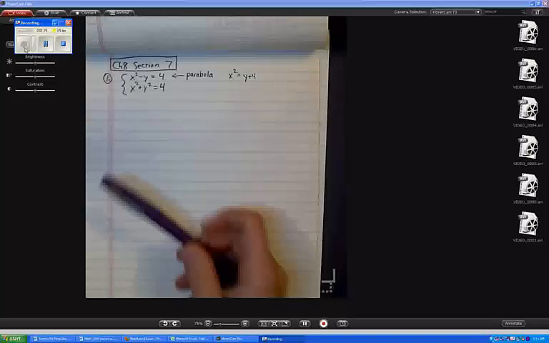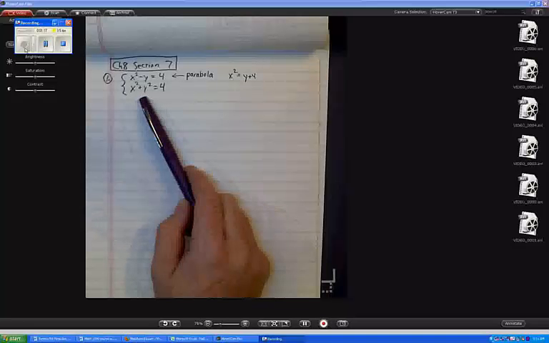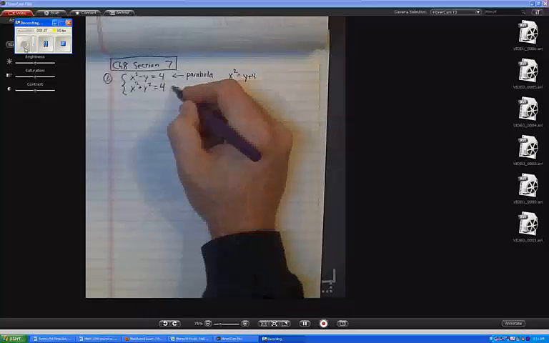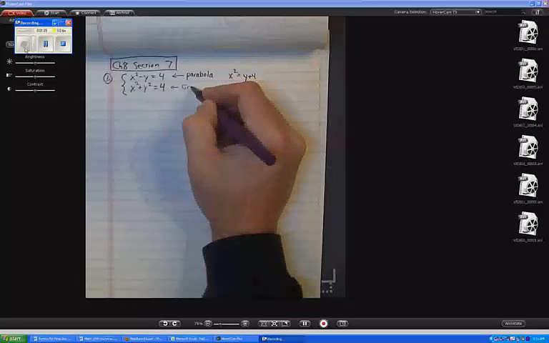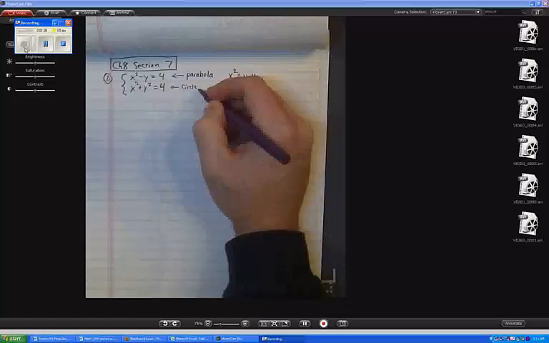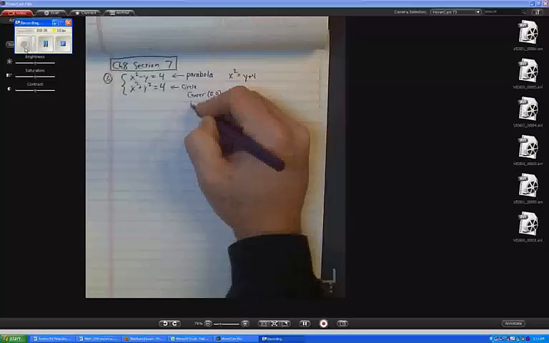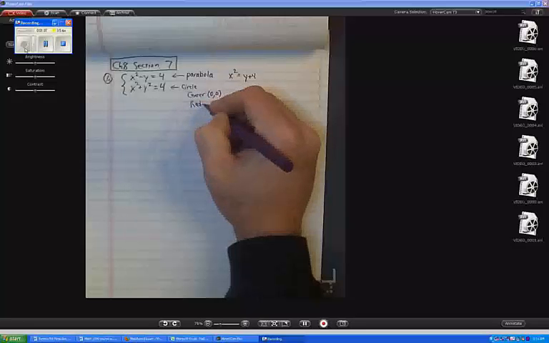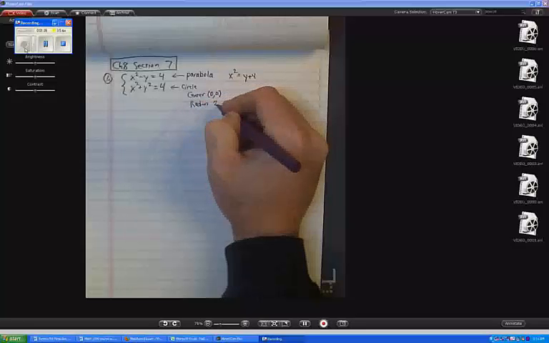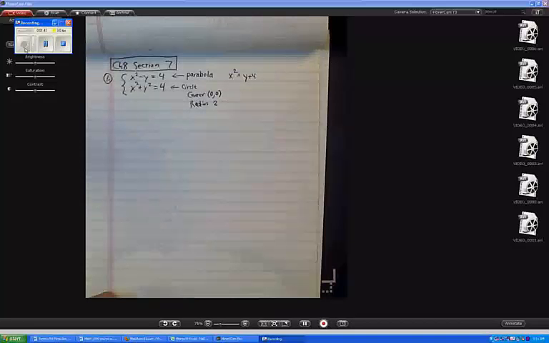Now, what about this one? X squared plus y squared equals 4. That's a circle, right? We have the center is 0, 0, and the radius is 2. Okay.